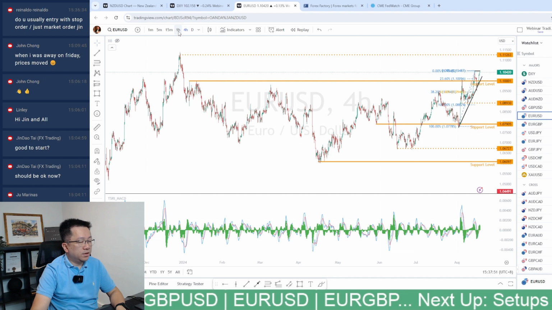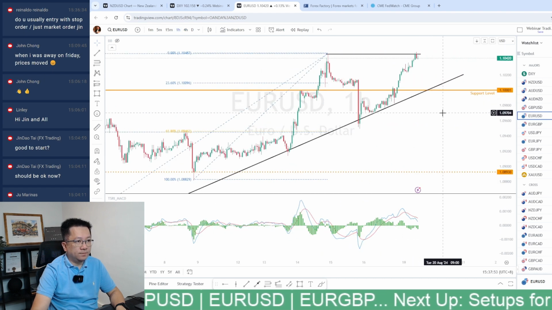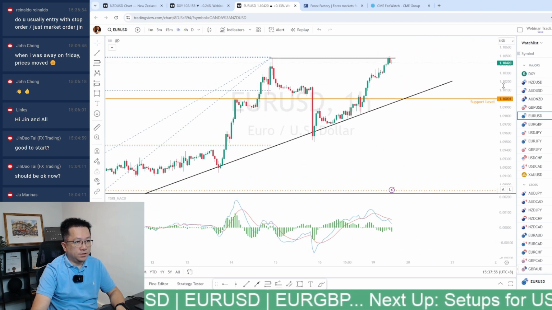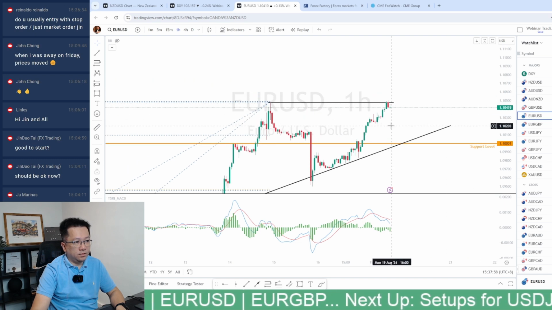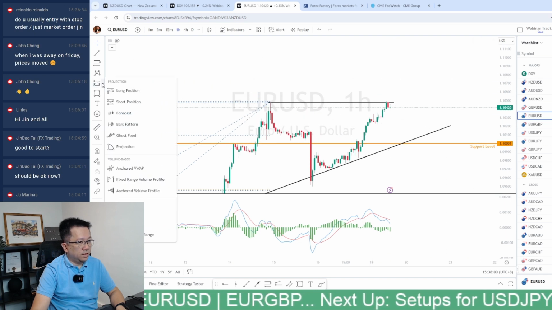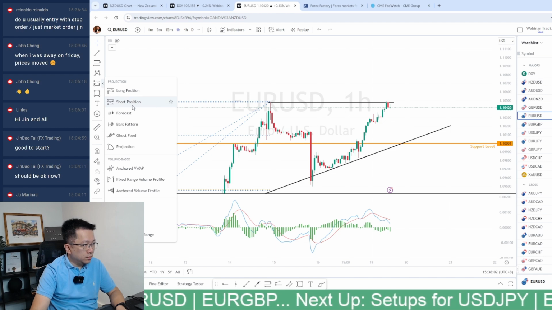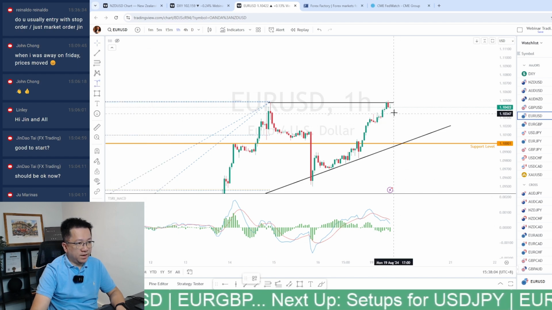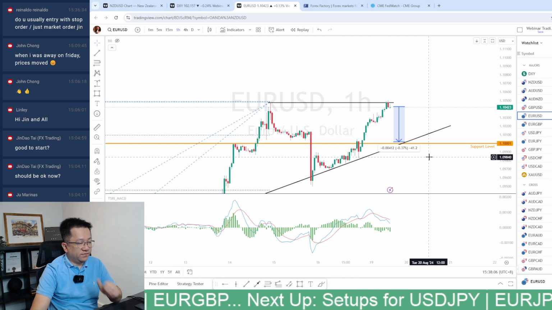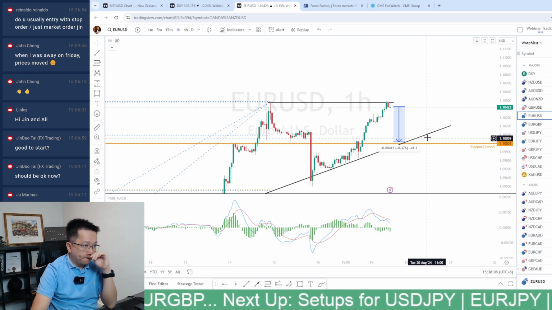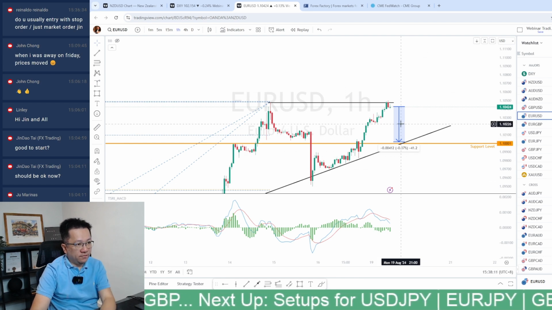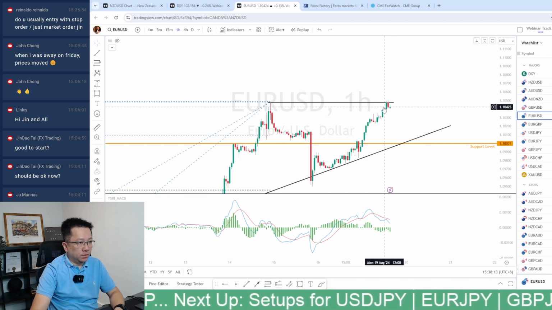Okay, so back to the H1. It's sitting at 1.1042. If it pushes back down, that's a 40 pip range. Might not go the whole 40, but looking for a bit of a retrace or consolidate.